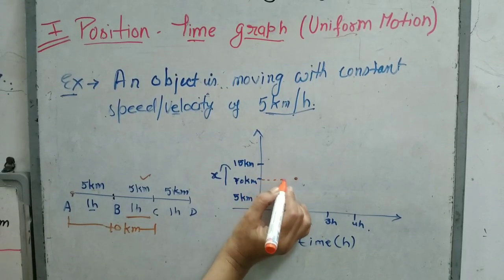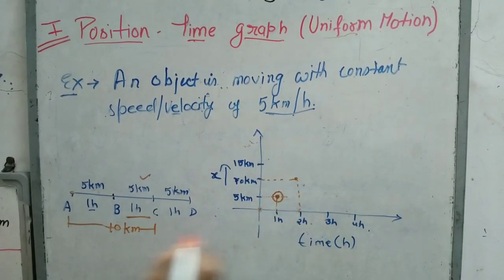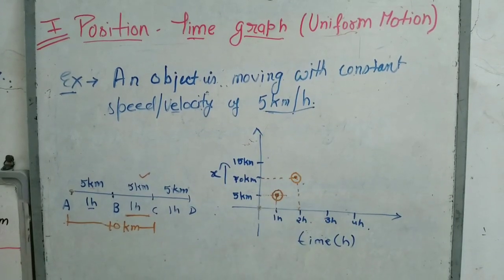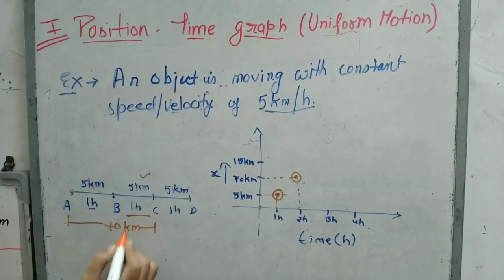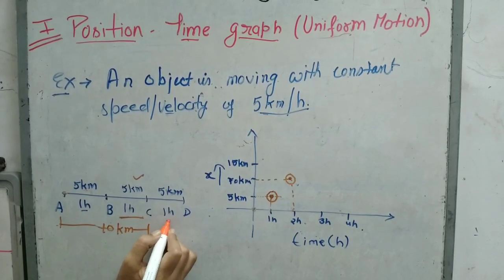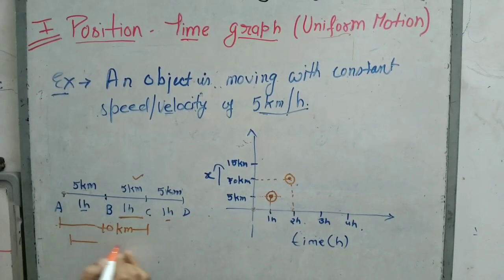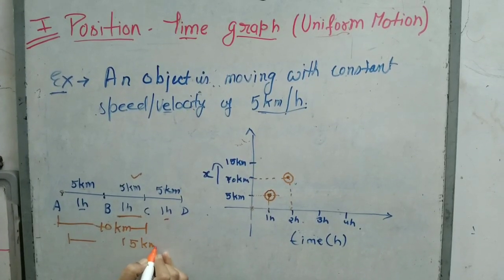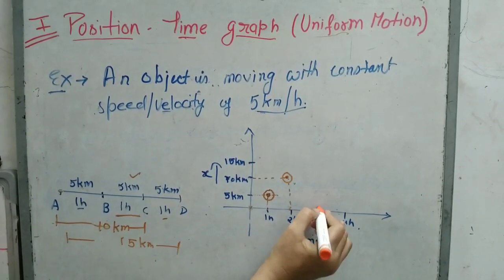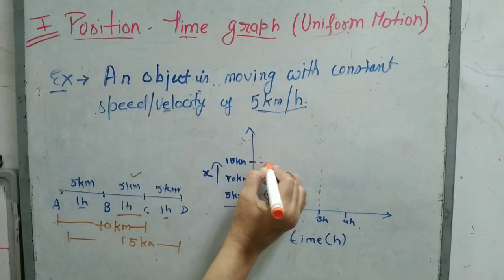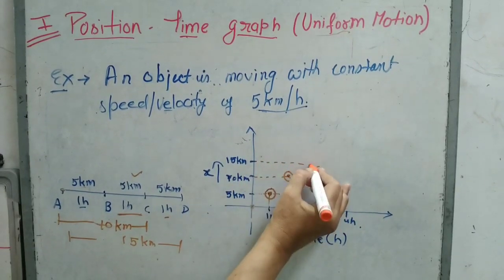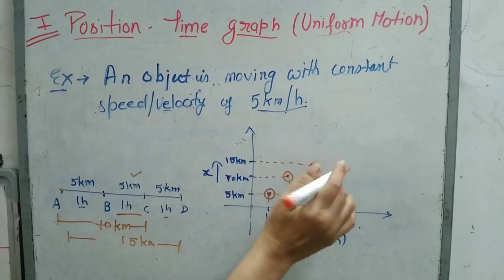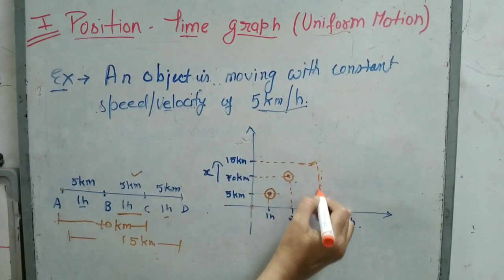This will be the point, this is the meeting point. Now for the third hour, the object has travelled 5 more km. That means from the initial point we have travelled a total distance of 15 km. Now we will draw the 15 km in our graph. This is that 15 km. Here we get the meeting point.